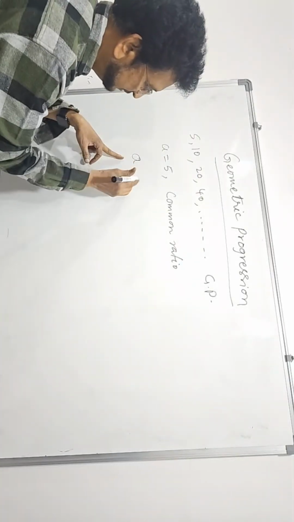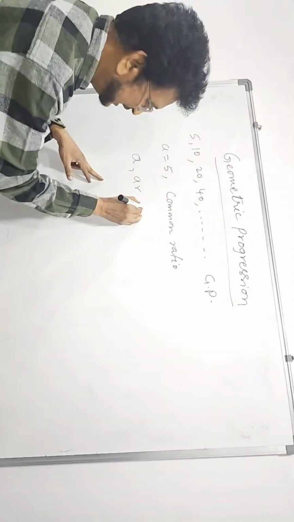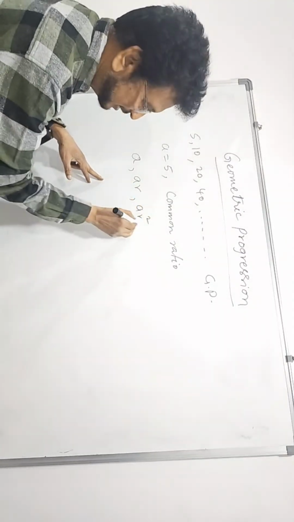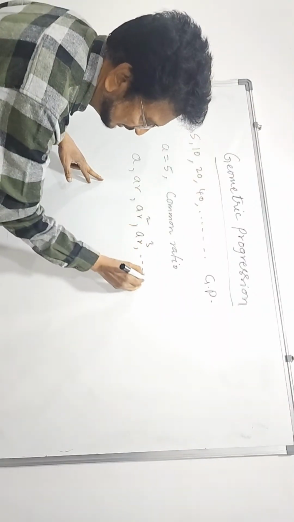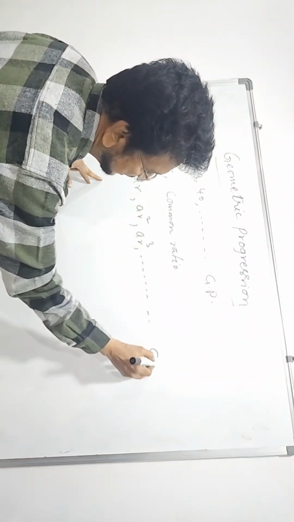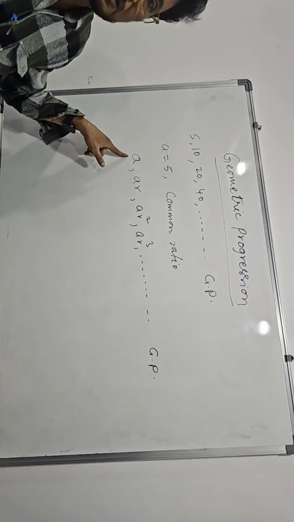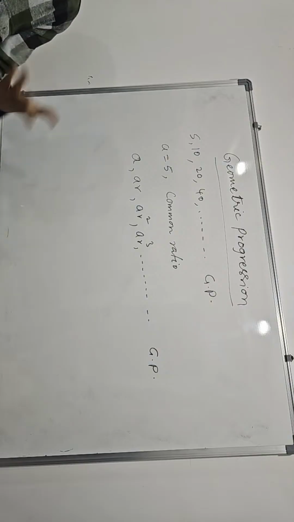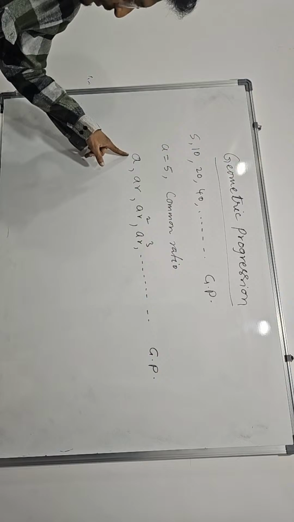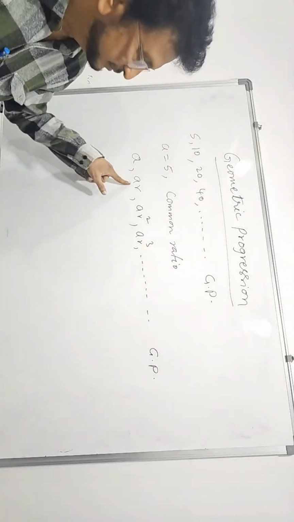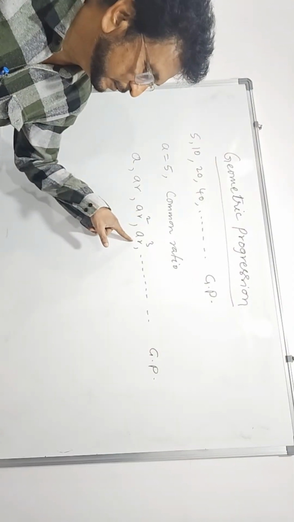Now, multiply with R, AR. Again multiply it with R, AR power 2. Again multiply with R, AR power 3. This way you will get the terms of a geometric progression. First term is A. How will you get the second term? Multiply with a fixed ratio R. A into R, AR. AR into R, AR square. AR into R, AR power 3.